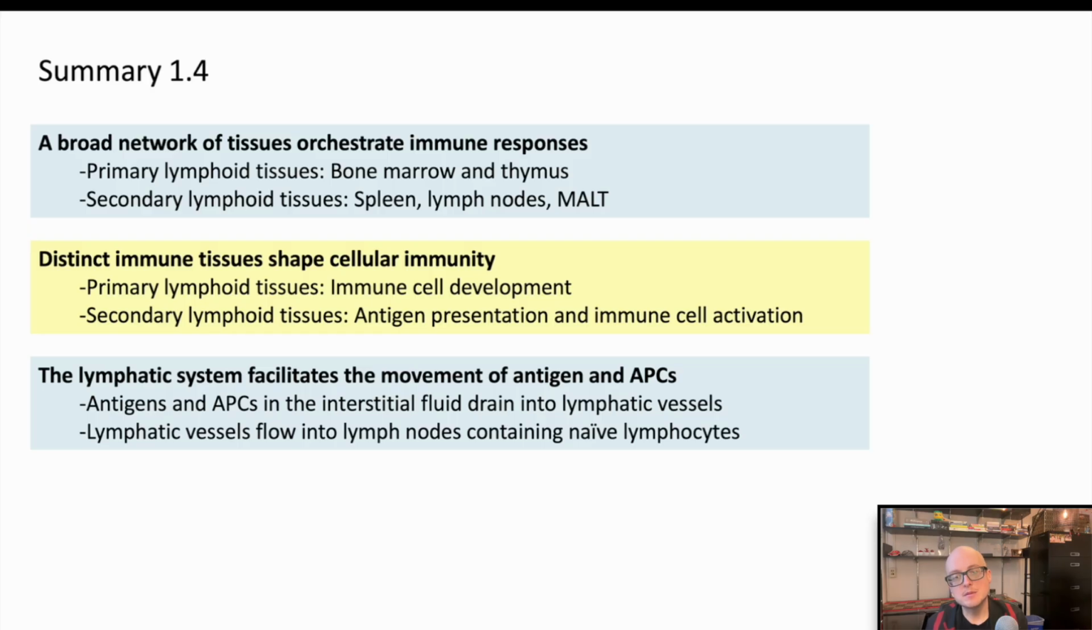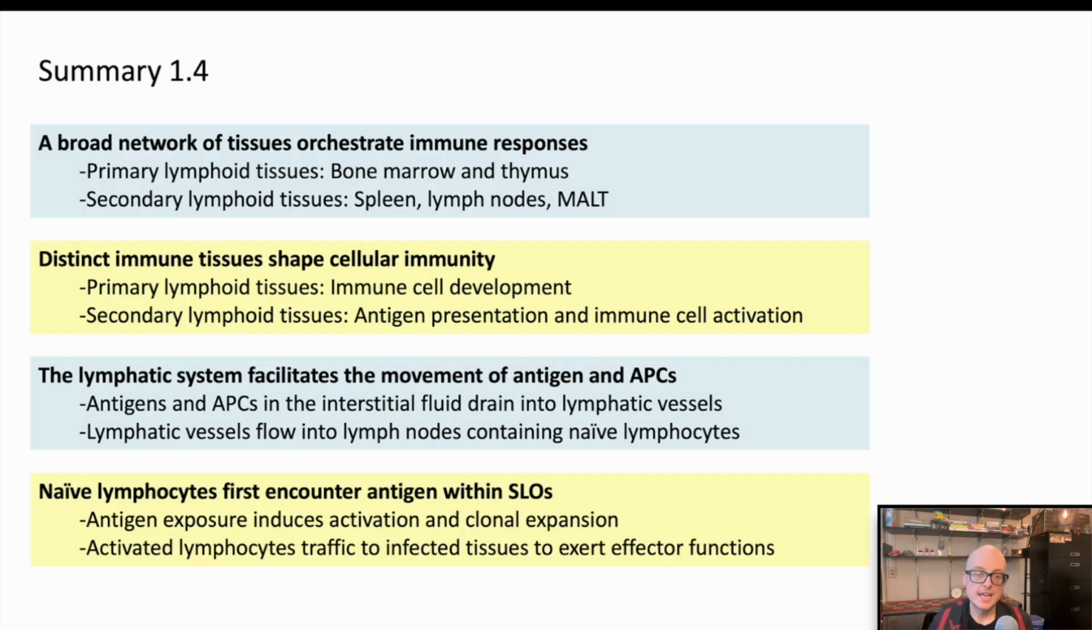Antigens and APCs in the interstitial fluid within the different body compartments drain into lymphatic vessels, and then the lymph flowing through those vessels passes through lymph nodes containing naive lymphocytes, where any antigens that are present can be presented to those naive lymphocytes to activate them. When that happens, it induces the processes of activation and clonal expansion. Following their activation, lymphocytes can then leave the SLOs to travel through the body to exert their various effector functions. So that finishes Module 1, and this is the most introductory material in the course.